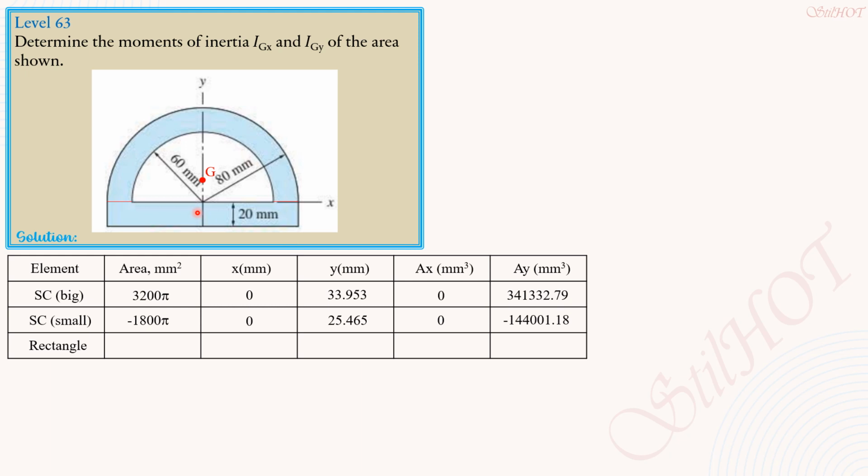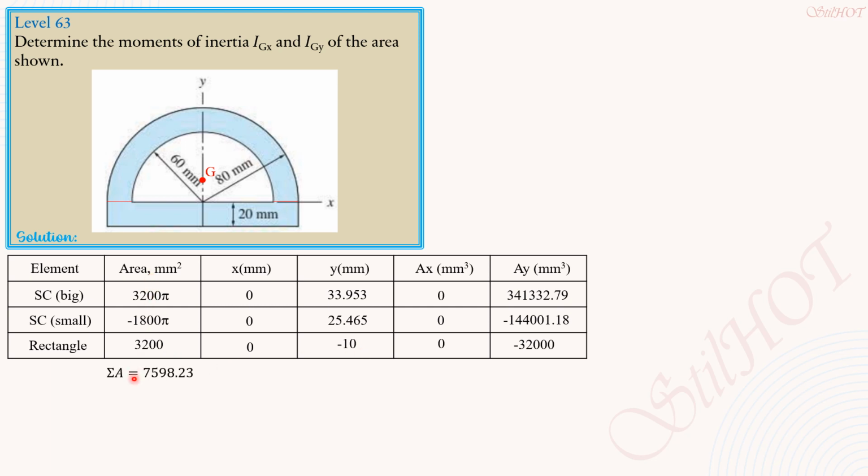Then for this rectangle here, it's below the x-axis. So area is 160, this is 2 times 80, so 160 times 20 is 3200. X is here, so 0. Y is below the x-axis, so negative 10, half of 20. Area x is 0. Area y is negative 32,000.